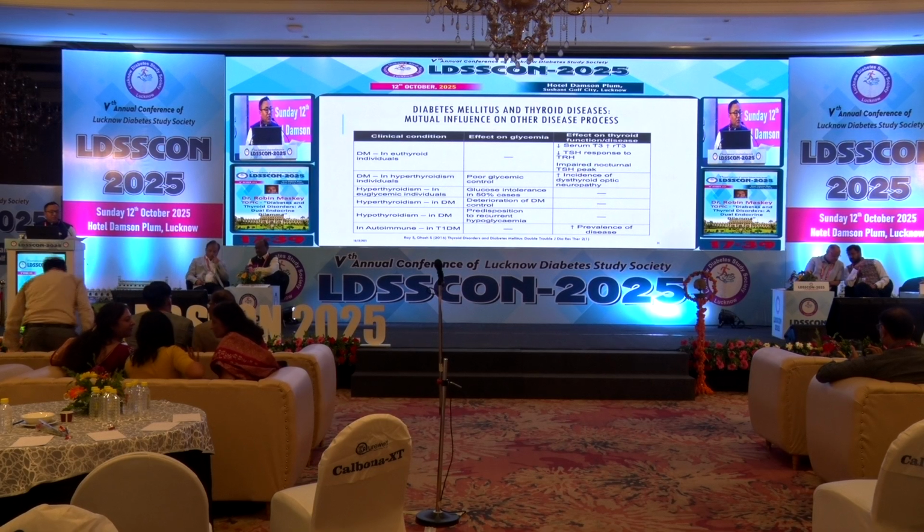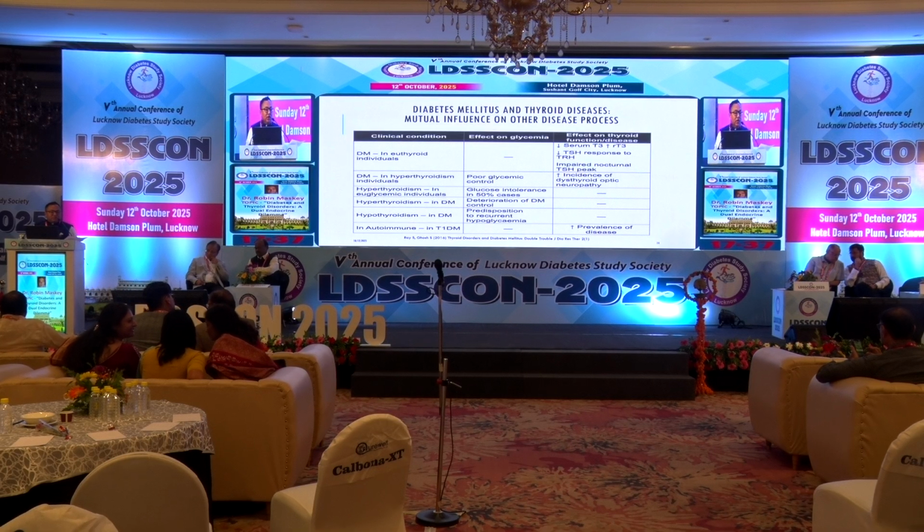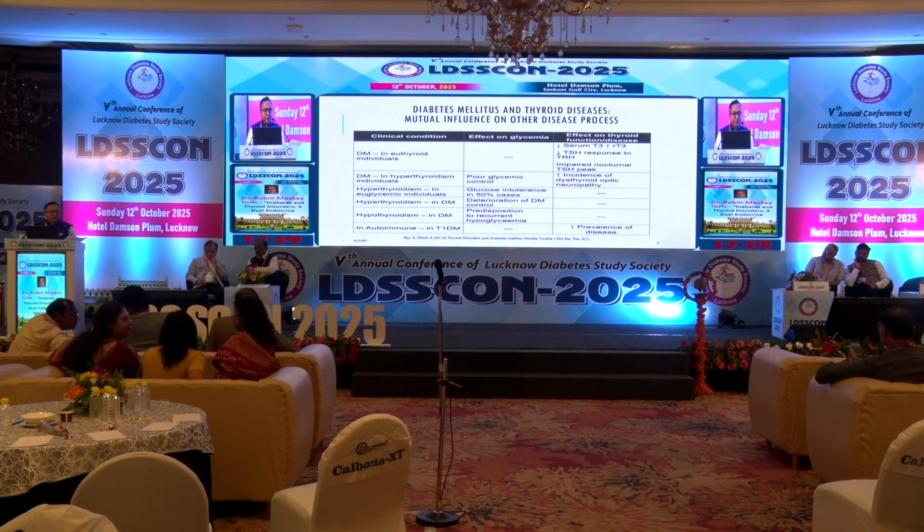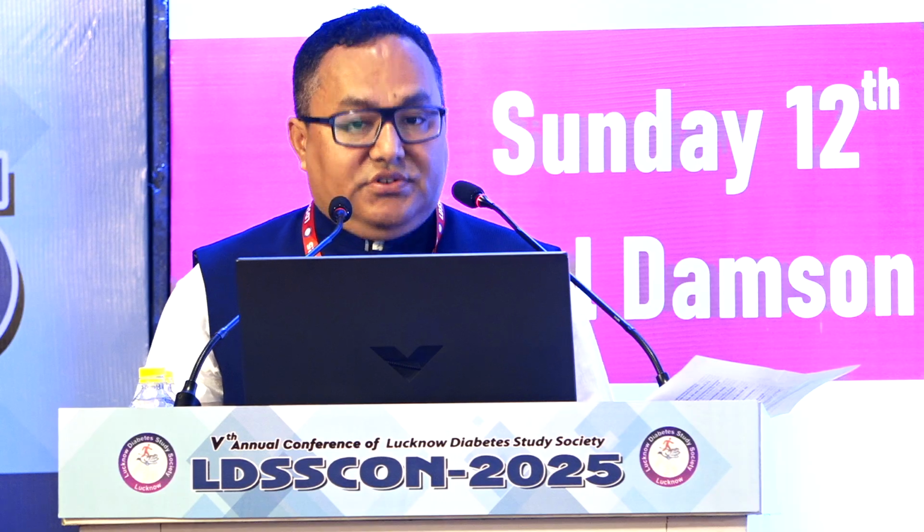If you see diabetes mellitus and thyroid disease, how they cause the dual endocrine dilemma, or the interlink between each other, you can see with this slide. If a patient has diabetes and is euthyroid, as you can see in this figure, there is a decreased TSH response to TRH and an impaired nocturnal TSH peak, and they usually present with decreased serum T3, like the picture of sick euthyroid or low T3/T4 syndrome.